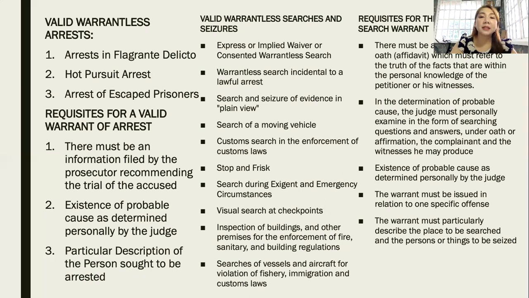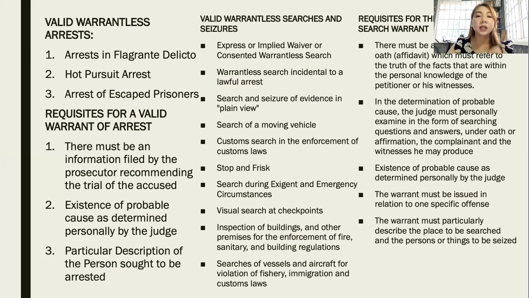So next naman is yung valid warrantless searches and seizures. We go now to the next part. So ano ba yung mga, we see on the screen yung mga valid warrantless searches and seizures. We discuss them one by one. First, we have express or implied waiver or consented warrantless search.